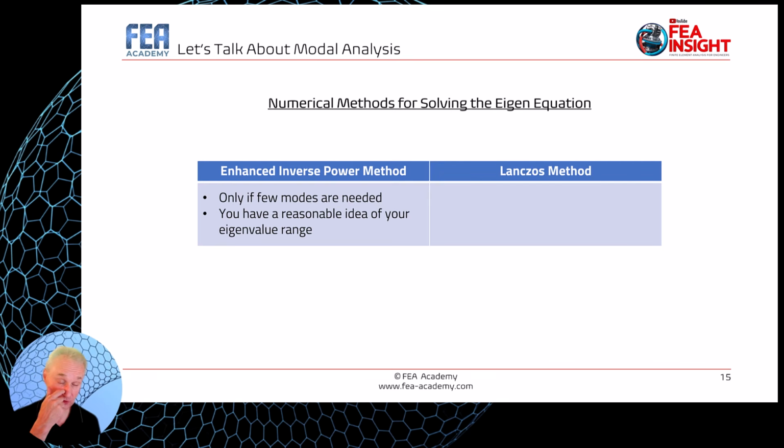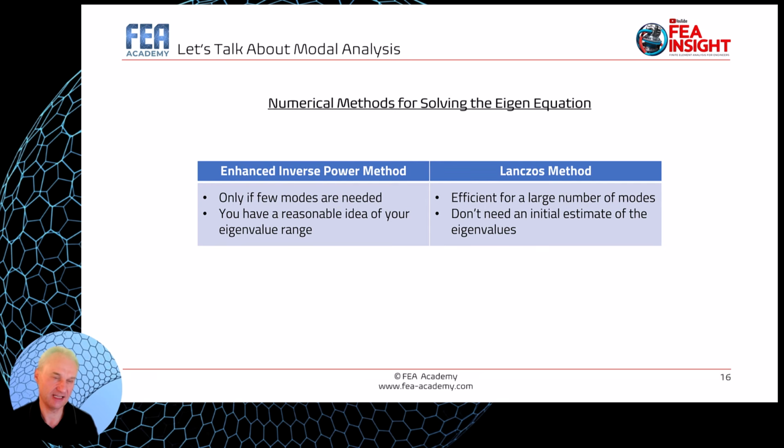So, as I told you, here are the two most used methods to solve the eigen equations. The enhanced inverse power method is good only if few modes are needed, in the sense that if you need less than 50 modes or less than 30 modes, it's very good. And it's good also if you have a reasonable idea of your eigenvalue range, because you will have to provide to the solver the range of eigenvalue you want to extract from the system.